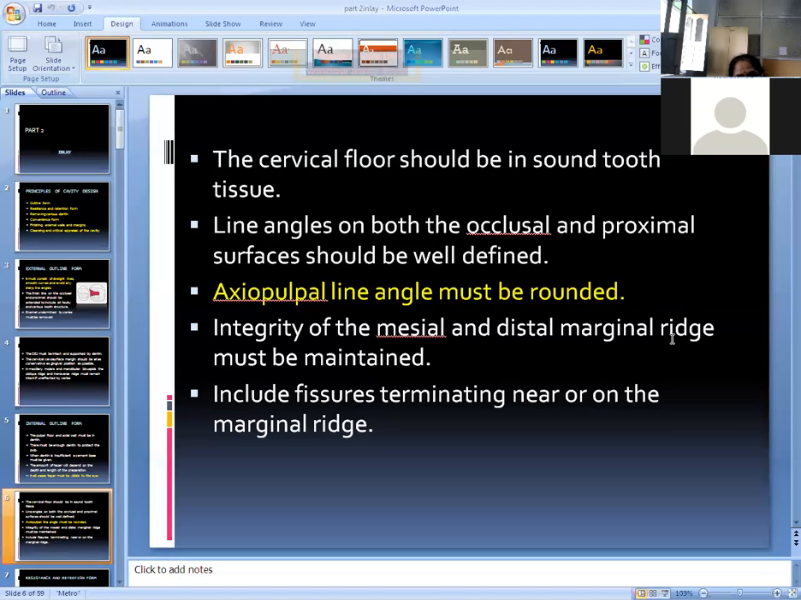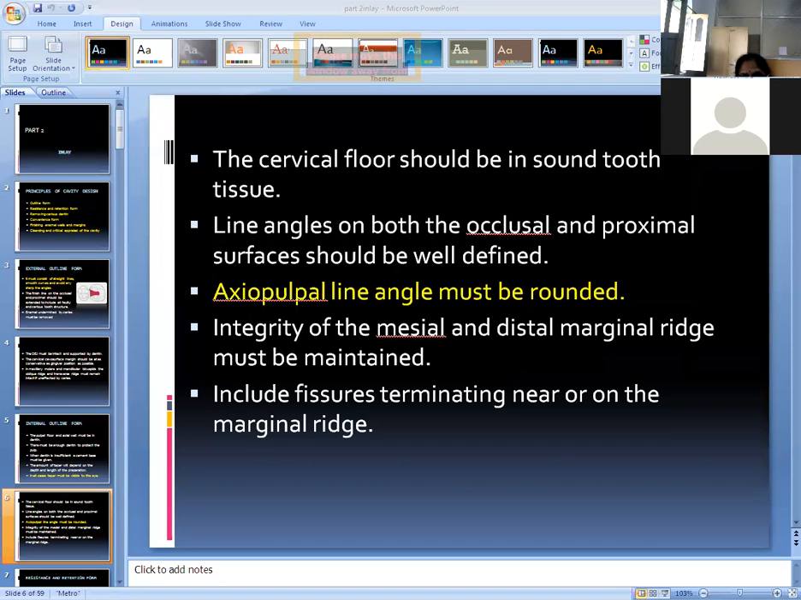Next comes the cervical floor. The cervical floor also should be in sound tooth structure. Whatever caries is there has to be removed, and the floor should be flat to hold the restoration. So the cervical floor should always be in sound dentinal tissue.